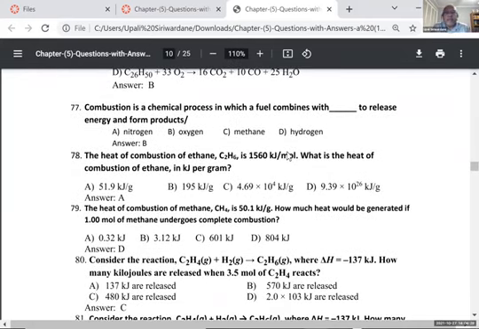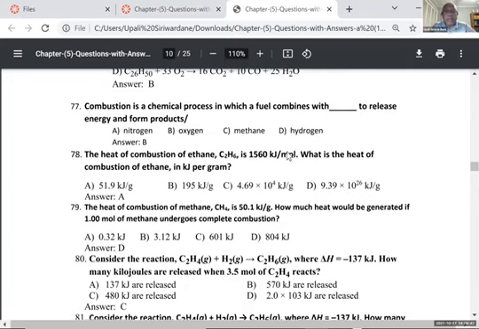Combustion is a chemical process in which the fuel combines with oxygen to release energy and form products. B is the correct answer, combustion.